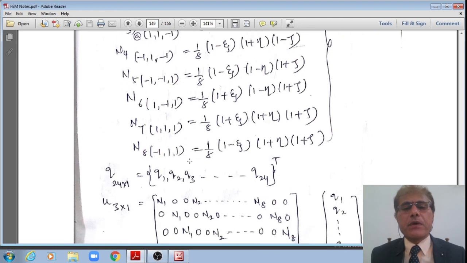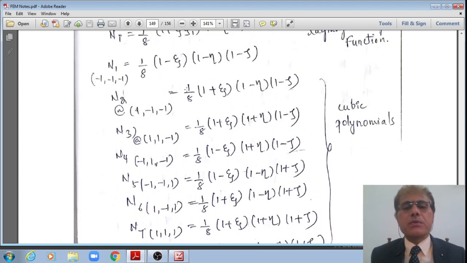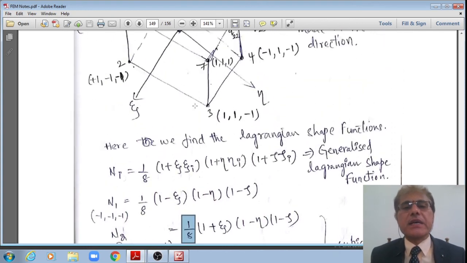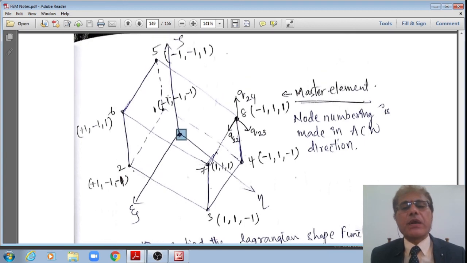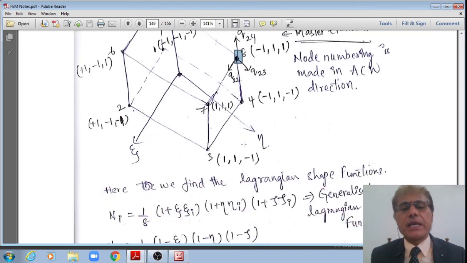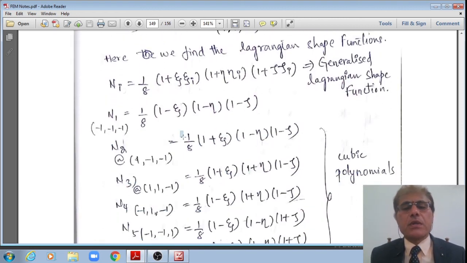And what is this 1 by 8, students? If the load is acting at the CG, obviously it will contribute 1 by 8 of that load to each of these 8 nodes. Therefore 1 by 8, 1 by 8, 1 by 8. That is the meaning of this 1 by 8 outside, right?